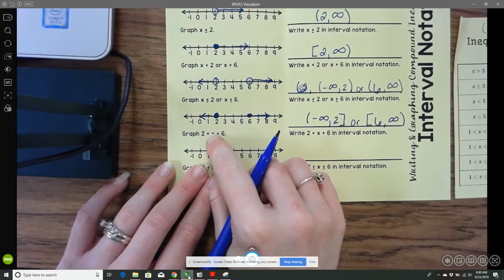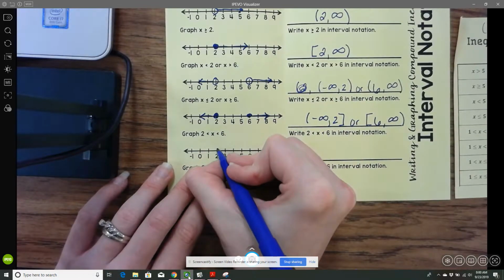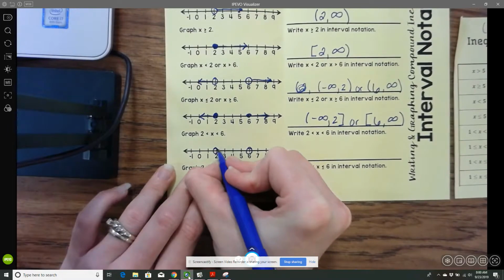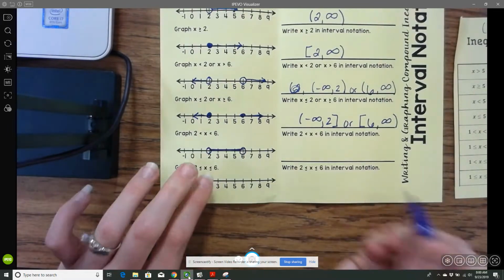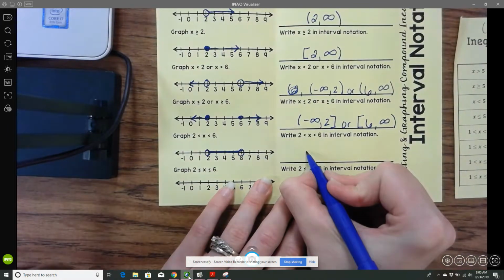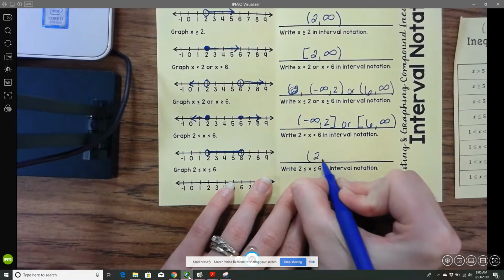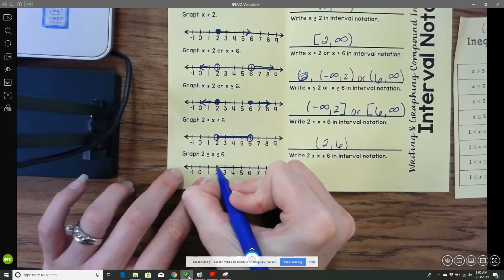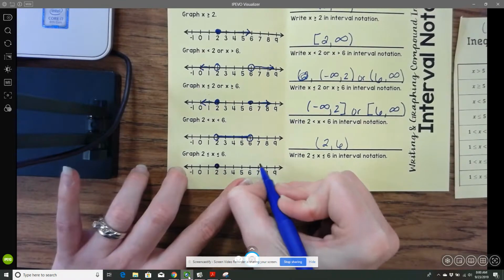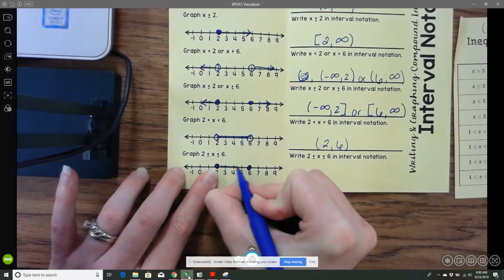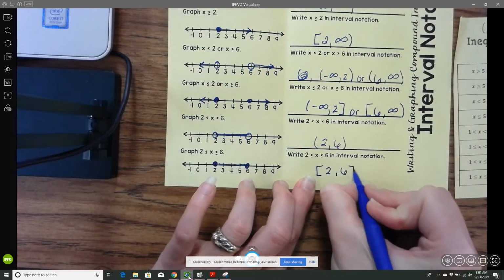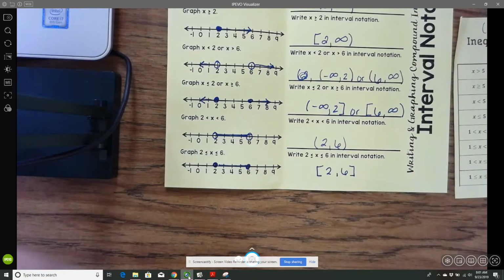So here we've got X is greater than 2, but it's going to be less than 6. So X is going to fall in here. And so this one we would write 2 comma 6. And then here we've got X is greater than or equal to 2. So closed circles on the 2 and the 6. So we would write it 2 comma 6. So that's it for this video.